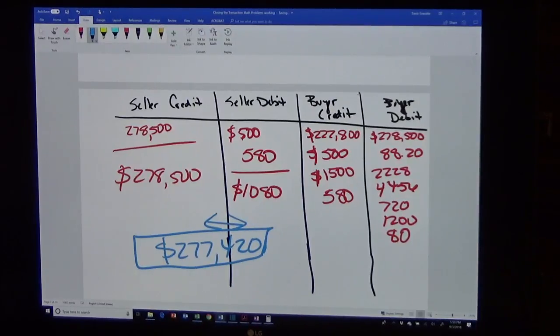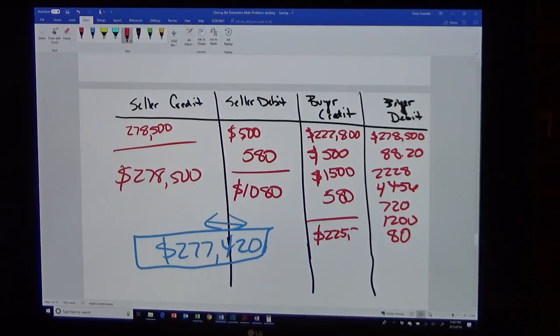Okay? So now let's total the buyer's columns. Alright, we total the buyer's credits. $222,800 plus $500 plus $1,500 plus $580. That's $225,380.